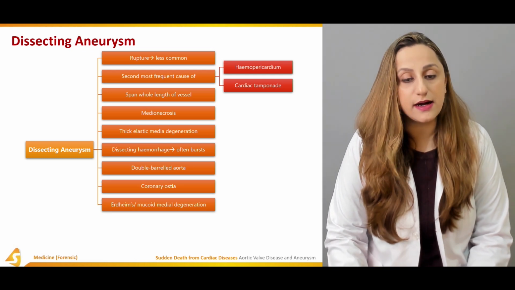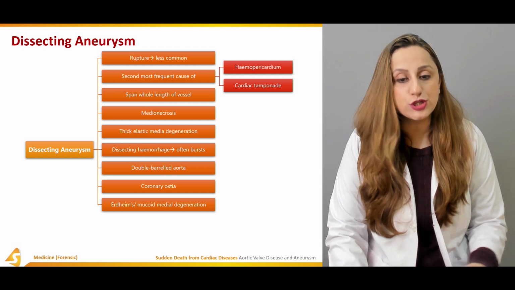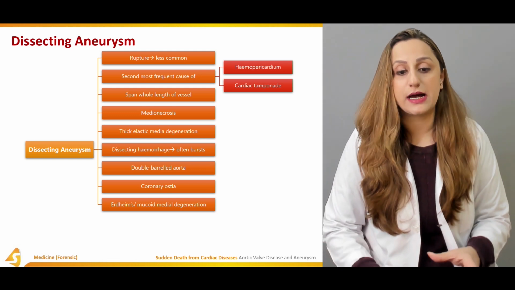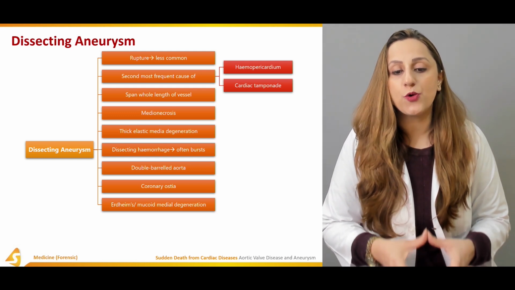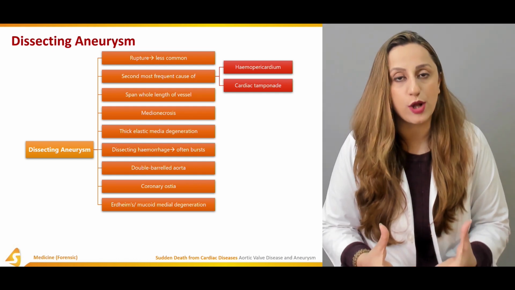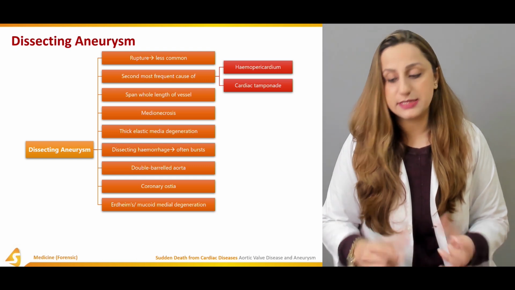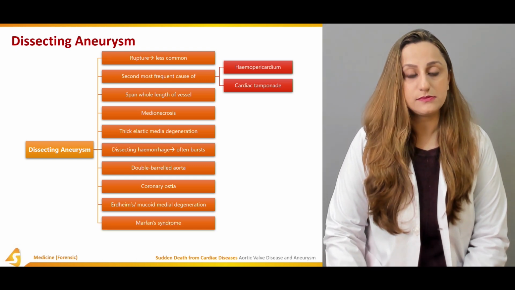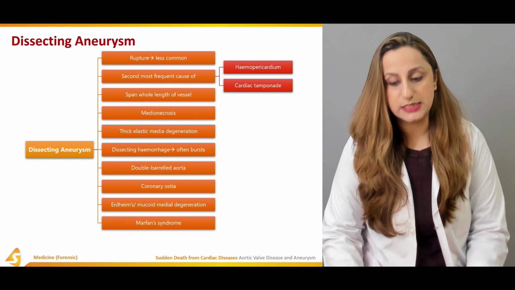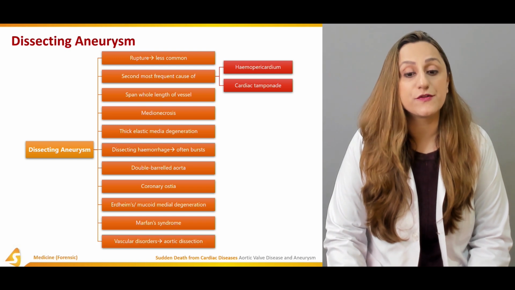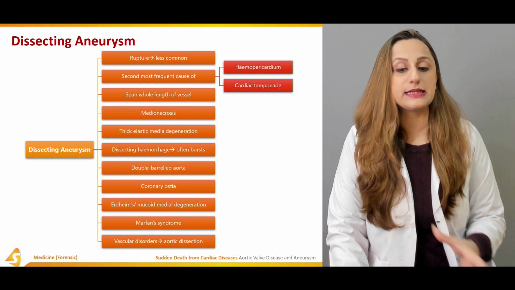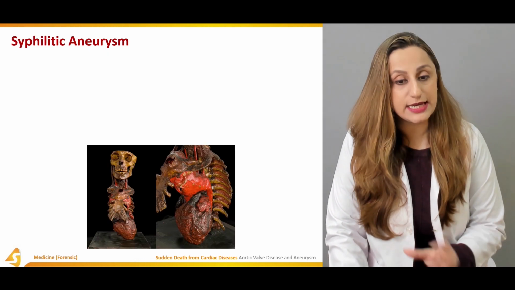The coronary ostia is again focused upon, and all of the signs of thrombosis are noted down. The Erdheim's mucoid medial degeneration is basically the degeneration of the intimal wall, and it has to be commented upon at this level as well. Marfan syndrome is a genetic disorder in which the vasculature is affected, so we have to look for the signs of Marfan syndrome as well. The vascular disorders, and at this level we'll basically focus on the aortic dissection as well.